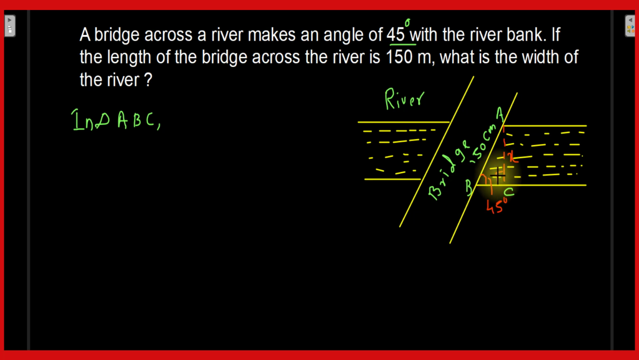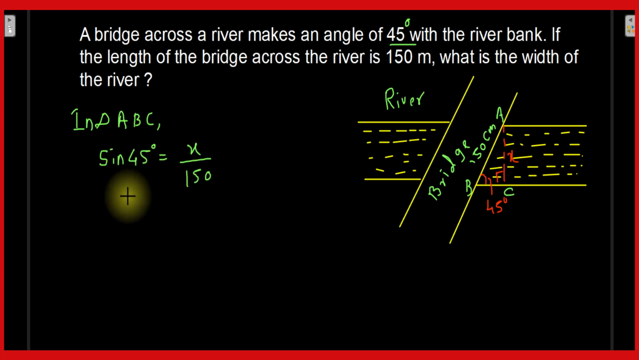Here we will use another trigonometric ratio, because this is 90 degree, this opposite side we have to find, and the hypotenuse is given. So we will have to use the trigonometric ratio which contains the opposite side and the hypotenuse. That may be cos 45 or that may be sin 45. Either of these two you can use to solve this question. So here we will take sin 45, that is equal to opposite upon hypotenuse, that is x upon 150.